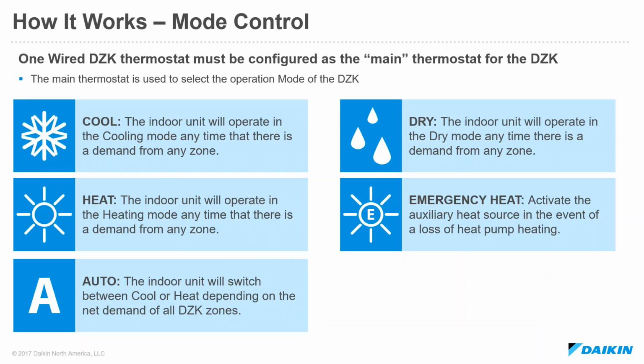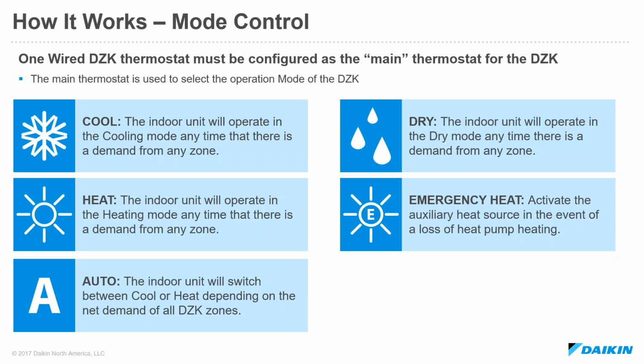So when it comes to mode control, the DZK takes all of the information from all the different zones, and it will control the mode of operation of the indoor unit. It's worth pointing out that one of the DZK's wired thermostats ends up being configured as the main thermostat for the DZK, and this is essentially choosing the master fan coil of a heat pump system. So the main thermostat is really what's used to drive the mode of operation of the DZK, but it's ultimately what drives the mode of operation of the indoor unit that the DZK is connected to.